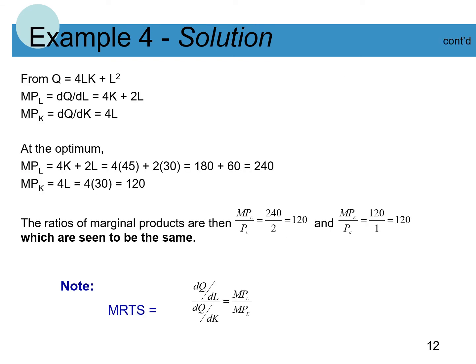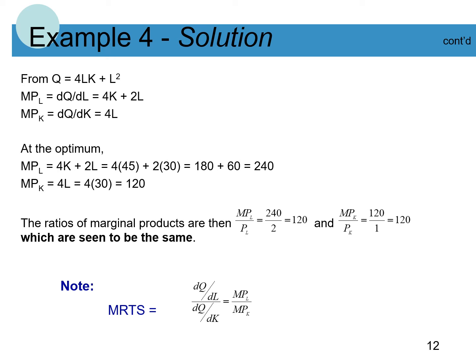Okay, from Q equal to 4LK plus L squared, we can calculate the MPL or marginal product of labor, that is 4K plus 2L, by differentiating Q with respect to L. Then we can also calculate MPK, or marginal product of capital, that is equal to 4L when we differentiate Q with respect to K. Therefore, at the optimum, the value of MPL is equal to 4 times 45 plus 2 times 30, that is 240, and MPK is 4 times 30, that is equal to 120.